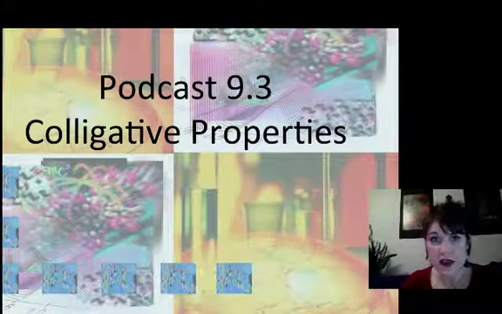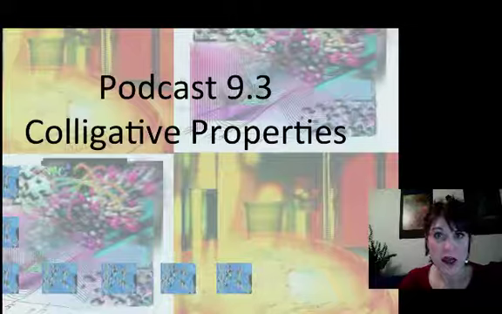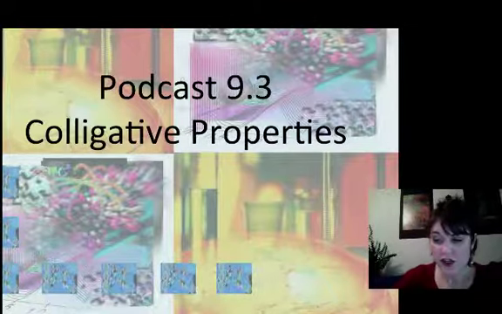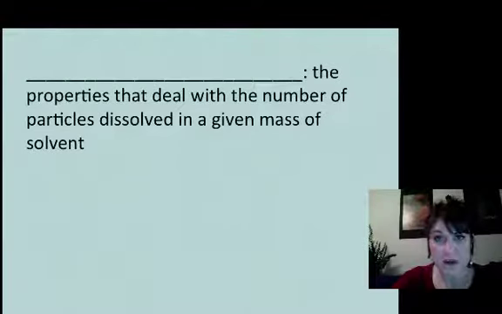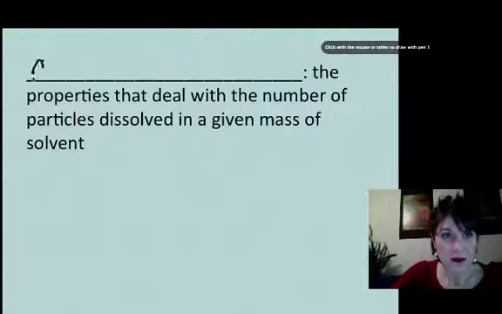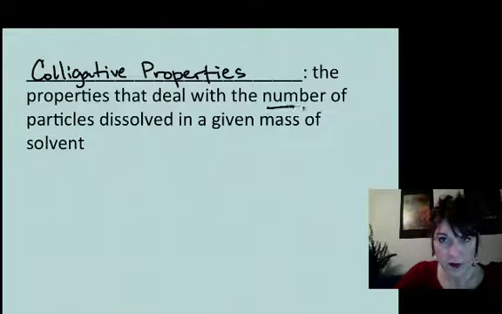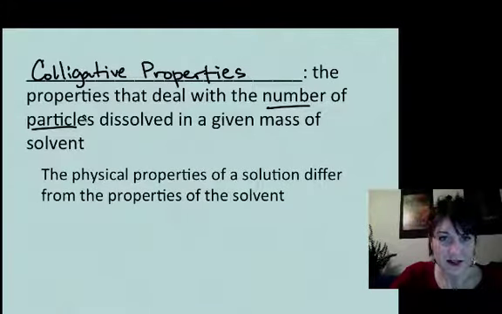Podcast 9.3 is all about colligative properties. In other words, how do the properties of solutions change because we've dissolved things in them? So let's start off with this. Colligative properties simply refers to the properties that deal with the number of particles dissolved in a given mass of solvent. So notice it's about the number of particles. We're going to see that a lot today.